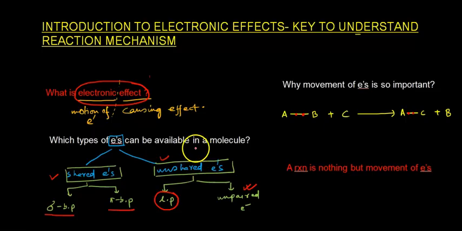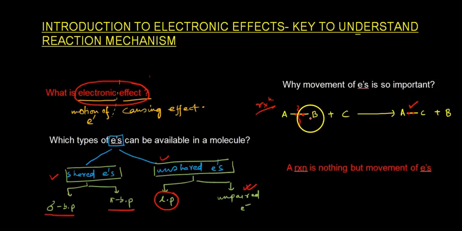Now the next question which comes: why are we studying this, why is movement of electrons so important? I'll give you a simple example. Look at this reaction. What do we see in this reaction? Of course you can understand this is a substitution type of reaction where C is replacing B. You can see the AB bond breaks and the AC bond is formed.